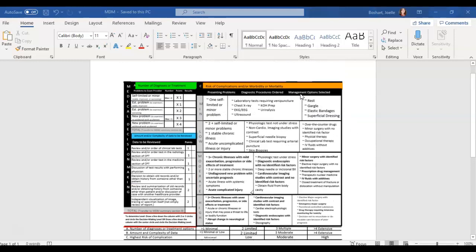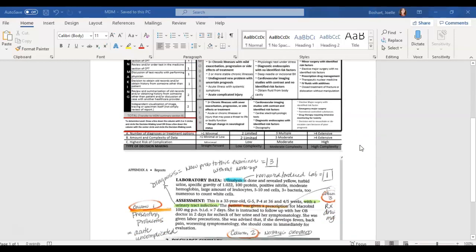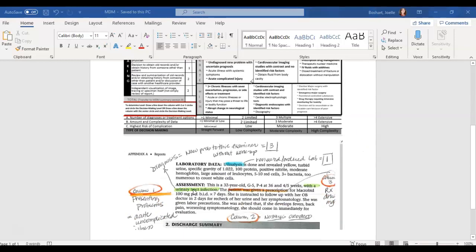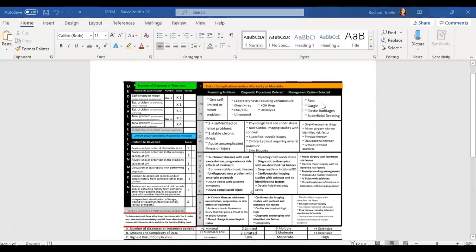All right, now we're going to go over to management options, this column here. So again, this one's pretty self-explanatory. So what I'm going to do down here is, what did he do to manage this problem? The patient was given a prescription for Macrobid. So column 3, I'm going to look for that prescription drug management. He's prescribing it, he's giving her the dosage, etc. So I'm going to go down here and look for the box that says prescription drug management. This one has over-the-counter drugs. This one has prescription drug management. So I'm going to put a mark in that.